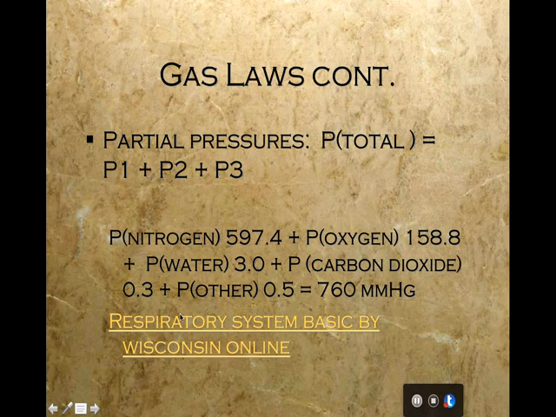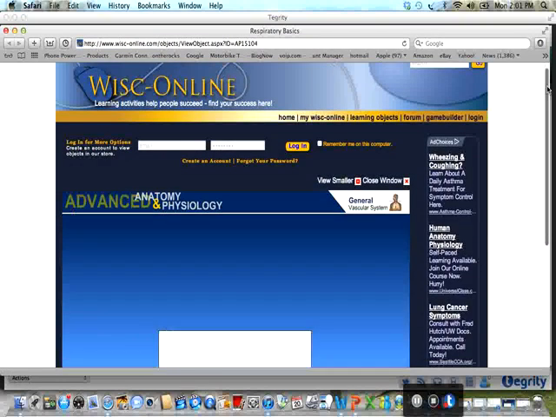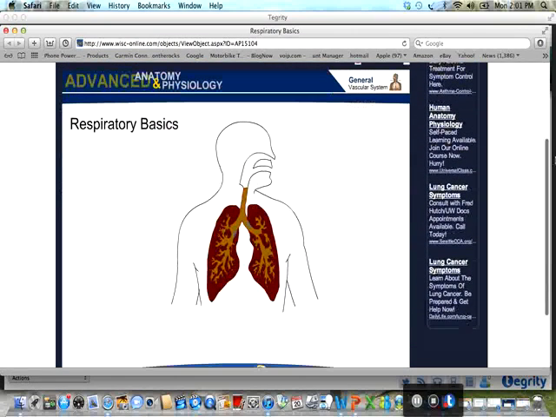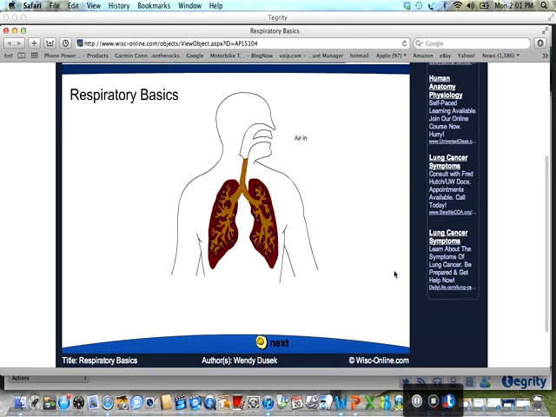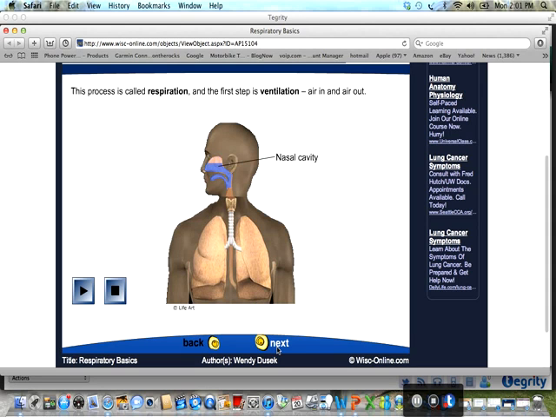This is an overview of the respiratory system produced by Wisconsin Online. So here we can see the air going in and out. When you breathe, what happens to the air that goes in before it comes back out again? The process is called respiration. The first step is ventilation, air in and out.